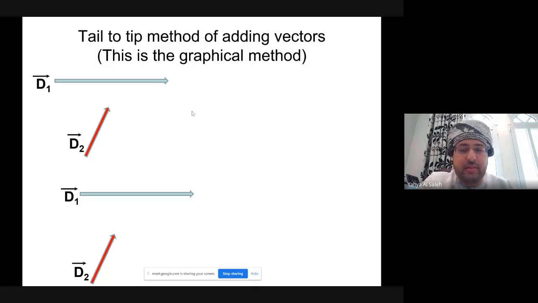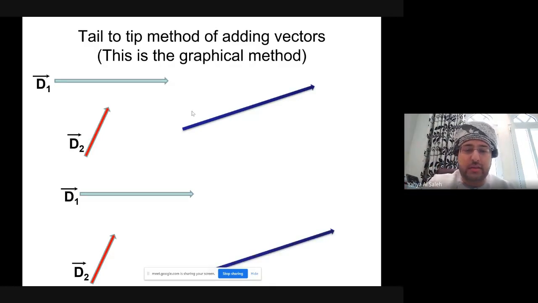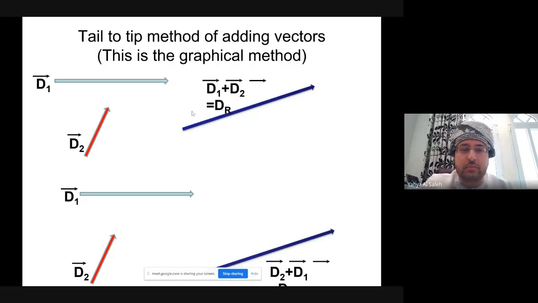So this is the graphical method that I told you some people find easier. I personally don't. We call it the tail to tip method of adding vectors. So we have d1, which is east. We have d2, which is at that angle. And the result will be somewhere in that direction. We know that. Either way, whether we do d1 plus d2 or d2 plus d1. Now, personally, I prefer to deal with numbers. But if you like pictures, then this is an easier way.